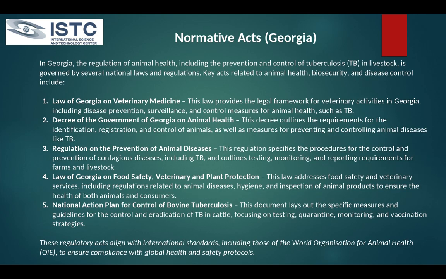Regulatory aspects of tuberculosis control in Georgia. The regulation of animal health, including the prevention and control of tuberculosis, TB, in livestock, is governed by several national laws and regulations. Key acts related to animal health, biosecurity, and disease control include those listed on the slide. All these regulations align with the guidelines and recommendations set forth by the World Organization for Animal Health.